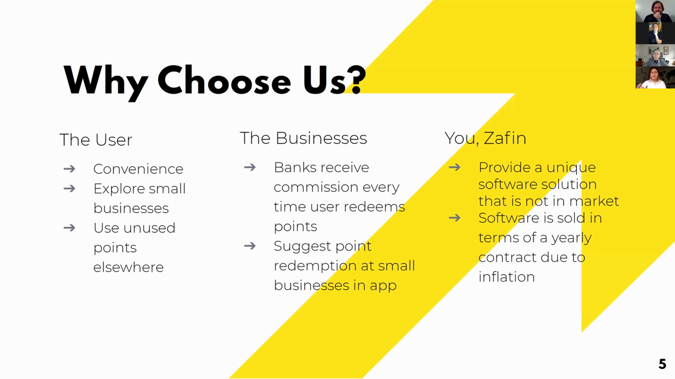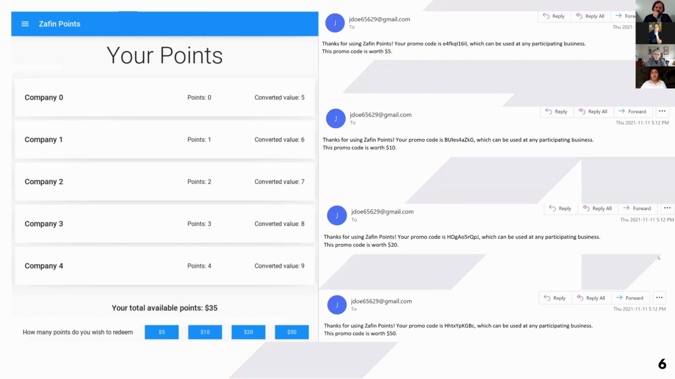I'm sure you've heard the same general idea quite a few times, so why choose us? What makes us stand out? First and foremost, our product is simple and convenient. On the business end, the banks will benefit by means of commission and points redeemed, and businesses will want to sign on, as this is a great way for them to gain recognition, especially the smaller businesses. Finally, Zafin will be known as a company who introduces a new exciting software to the market. Now I'm going to pass this presentation off to my colleagues who will give you a short demonstration of what we have created.